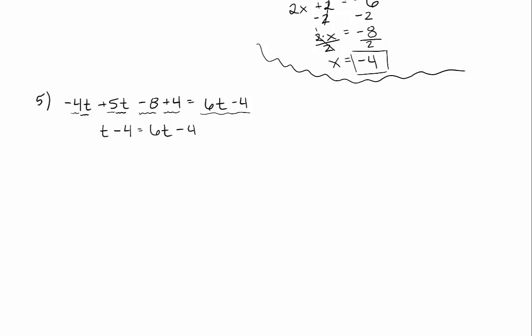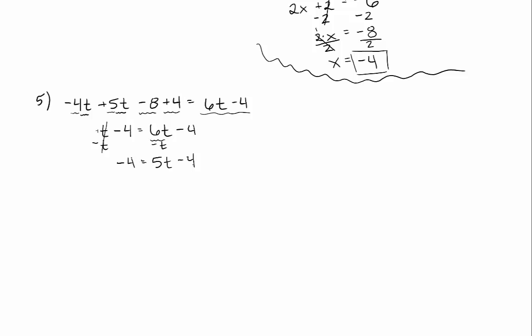All right, and it's not going to end up mattering in this one, but I want to get all my t's to one side, and I'm going to move them over to this side because there's more t's over there. So I'm going to subtract 1t because that's a positive t. T minus t is simply 0, so I have no t's left on that side. I have simply minus 4. But whatever I do to one side, I have to do to the other side, so I'm going to subtract t. 6t minus 1t is 5t, and I still have the minus 4.